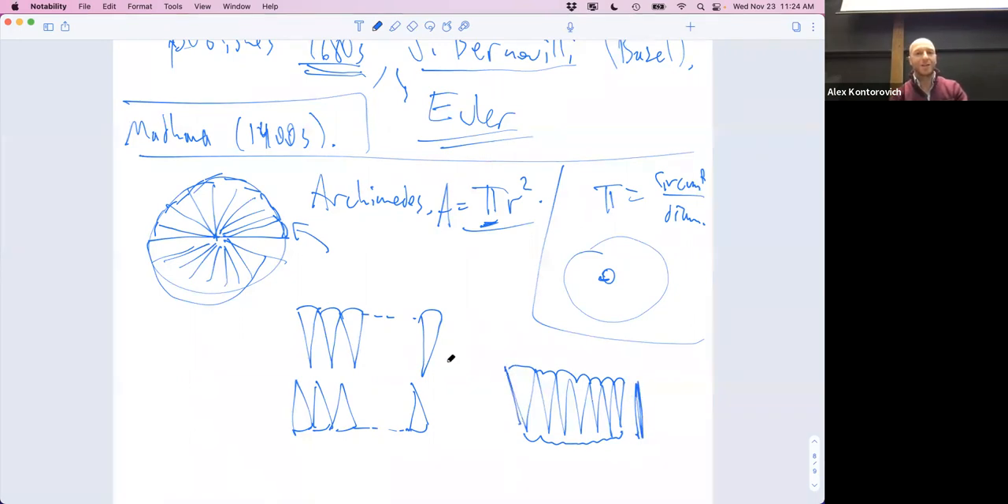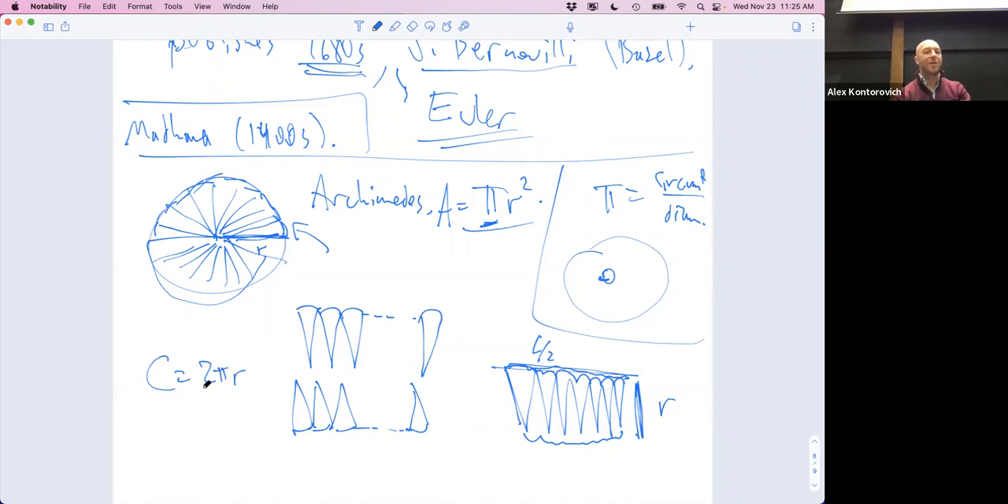How long is each of the pieces? The radius. This is r. Each of these is r. How long is this base of the rectangle? It's half of the circumference. So this is circumference over 2. But what is the circumference, the total circumference of a radius r circle? 2 pi r.